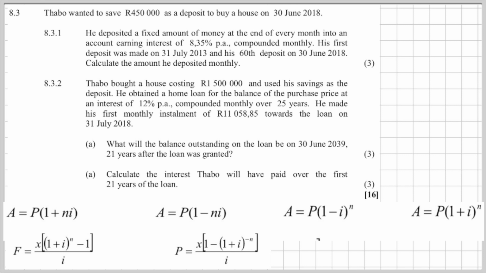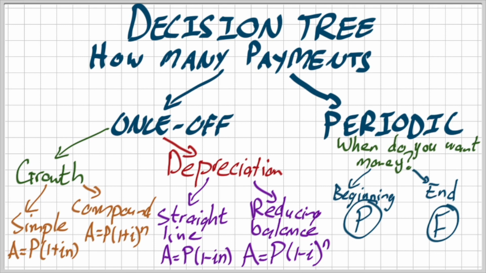So when we look at question 8.3, I want you to be reminded of the decision tree that I did in the previous video. How many payments are made, once off or periodic. Although in this video it's going to be more on the periodic side. And then we are going to look at growth and depreciation in the once off. We did that in the previous video.